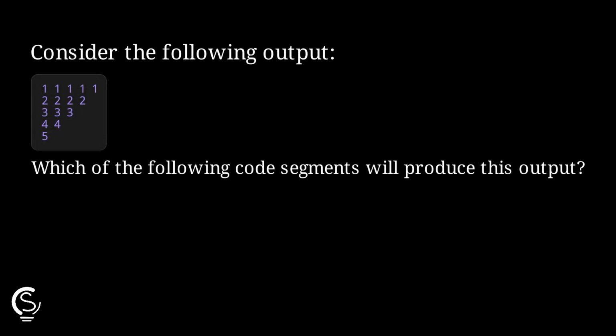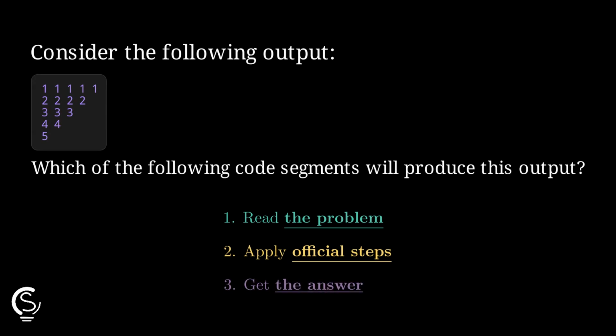Java nested loops are tricky, but we will solve this pattern fast. Let's find the code that prints this decreasing triangle of numbers.